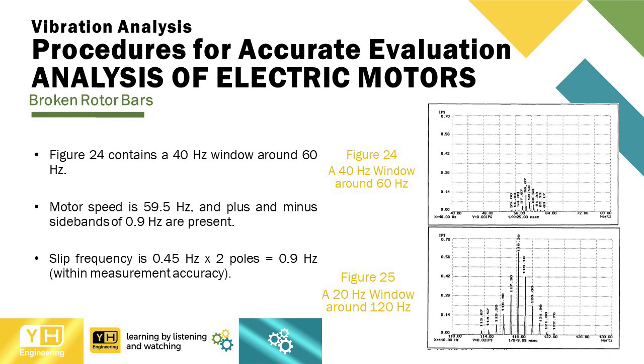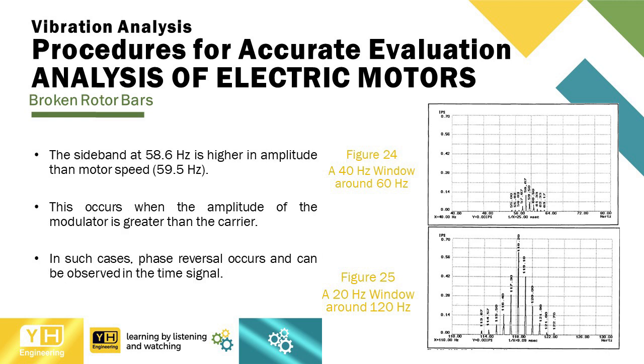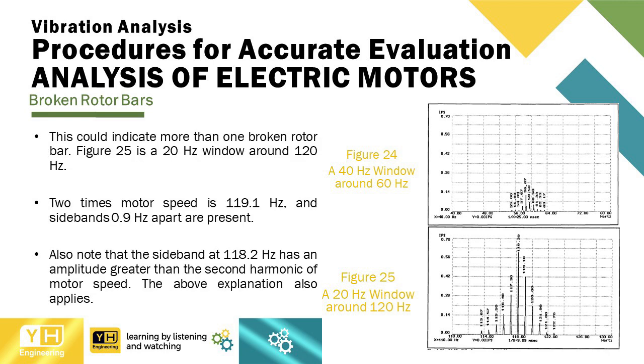Slip frequency is 0.45 Hz multiplied by 2 poles, equal to 0.9 Hz, within measurement accuracy. The sideband at 58.6 Hz is higher in amplitude than motor speed, 59.5 Hz. This occurs when the amplitude of the modulator is greater than the carrier. In such cases, phase reversal occurs and can be observed in the time signal. This could indicate more than one broken rotor bar.